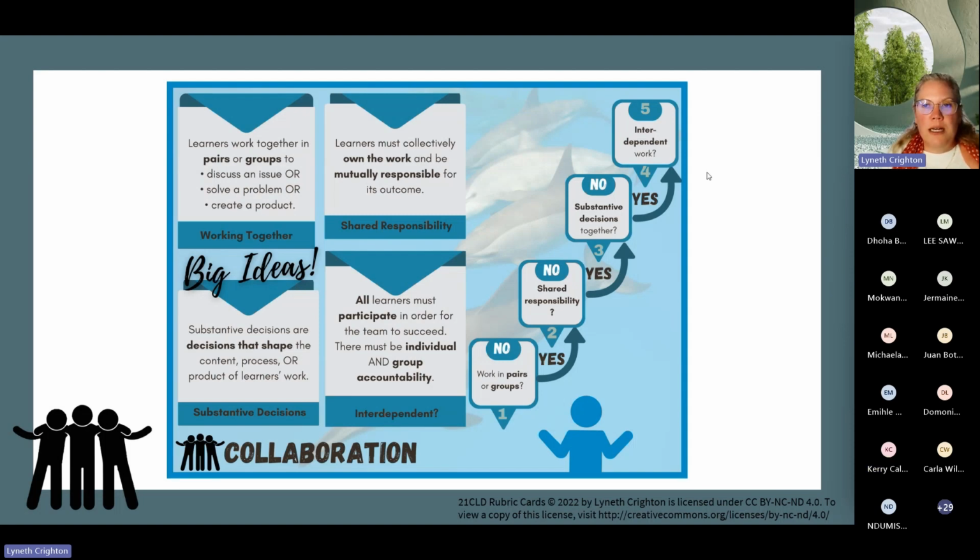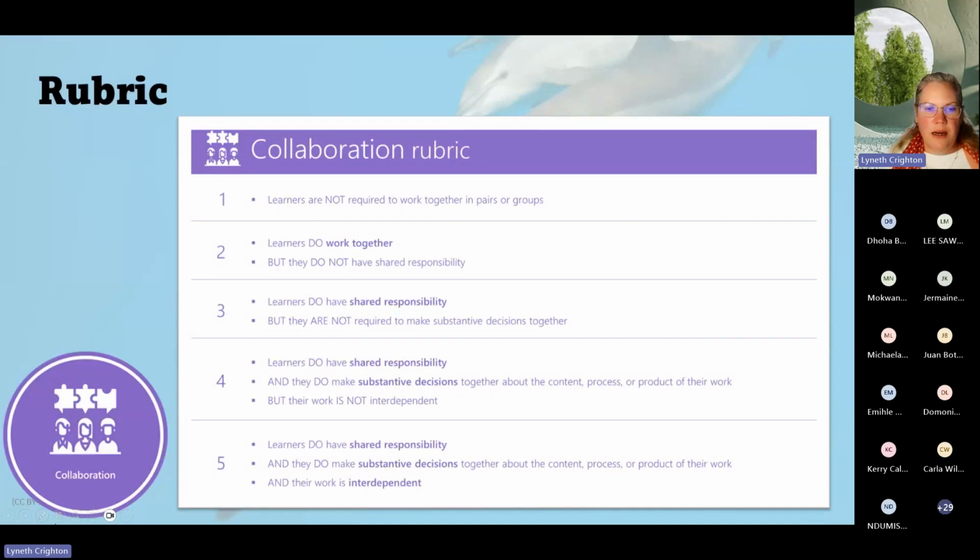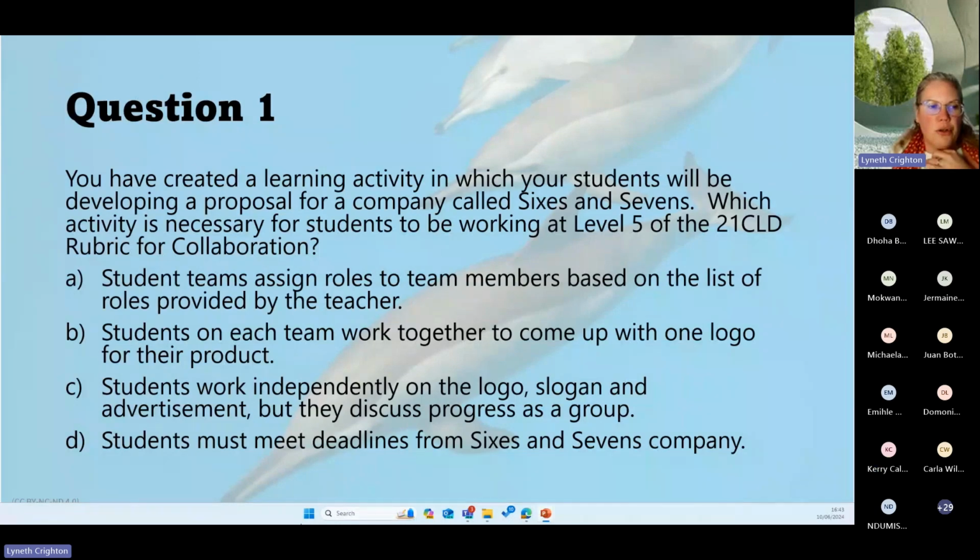And then the last one, is it interdependent? In other words, even though all learners participate for the team to succeed in a PowerPoint presentation, is there an individual and a group accountability? That is to prevent the one person going home and doing the whole PowerPoint. Because even though it's a group project, did they work together to achieve that? This is what the collaboration rubric looks like, the one with words. And here are the kind of questions that you could be asked.